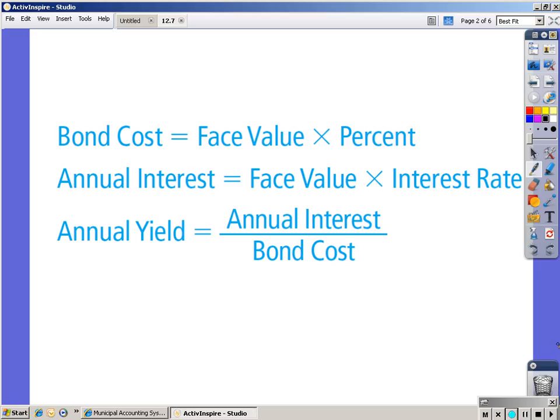Okay. Here are a few formulas for you on today's work. Bond cost equals face value times percent. Annual interest equals face value times interest rate. And annual yield equals annual interest divided by bond cost. Okay? Pause, get it written down, play to resume. Moving right along.